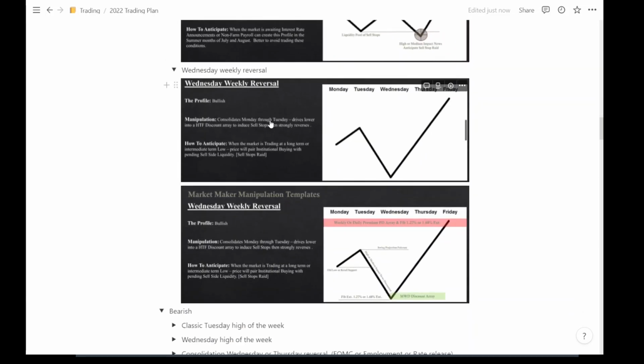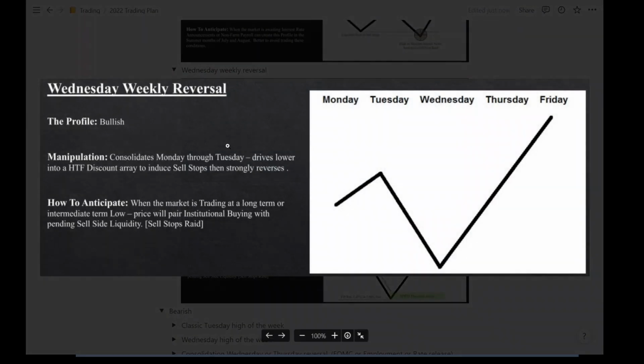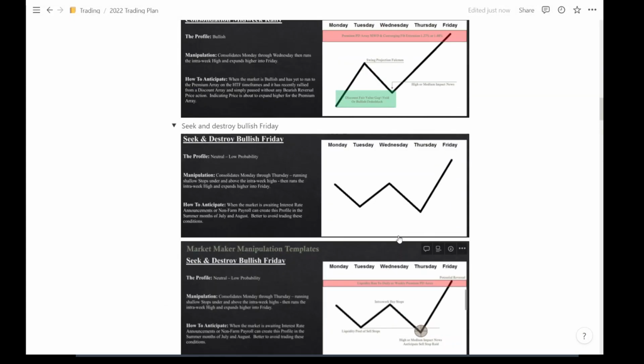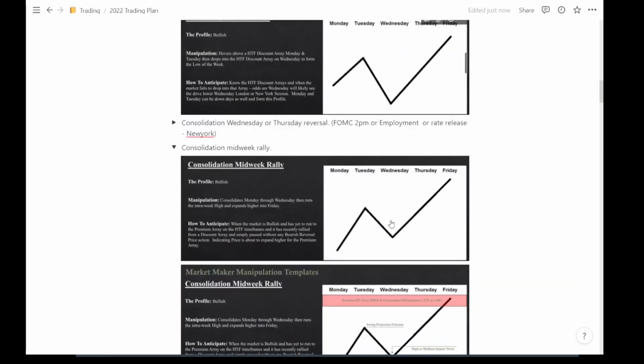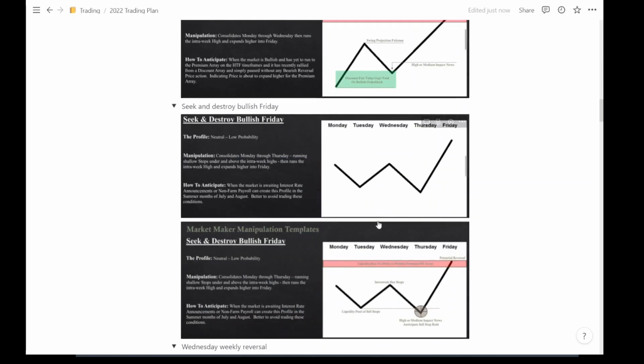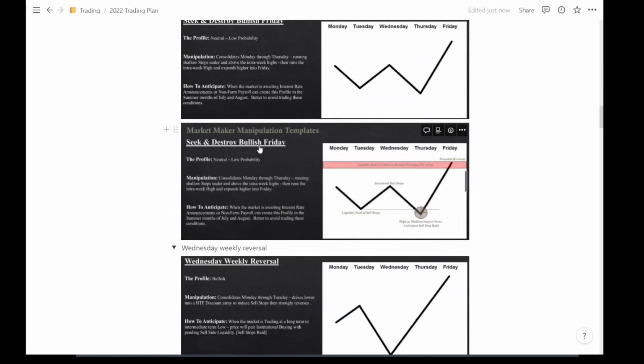For the Wednesday weekly reversal, this one particularly, when price is trading below an old monthly or weekly low, this is what usually unfolds. An old monthly or a weekly low, this is what usually would unfold. And for most other days it will be one of these two, this or this. For FOMC or non-farm payroll week, it is usually seek and destroy.